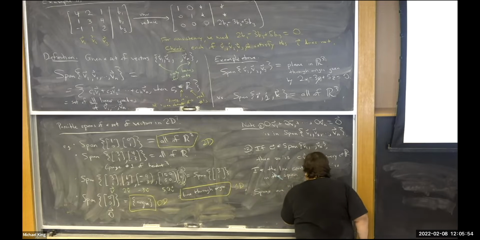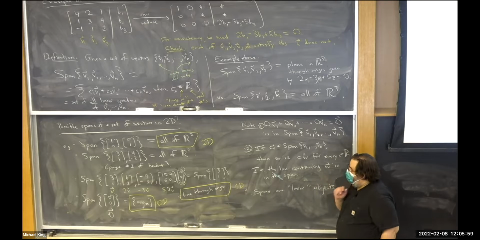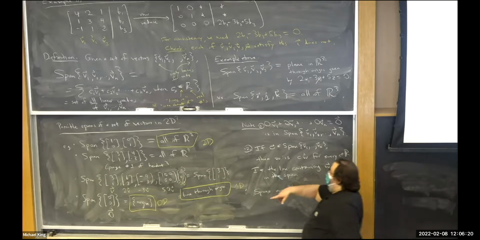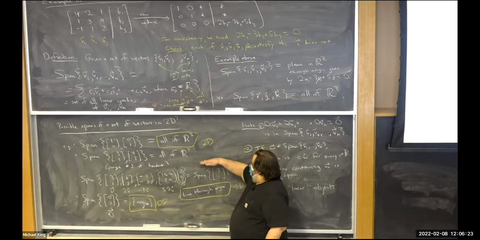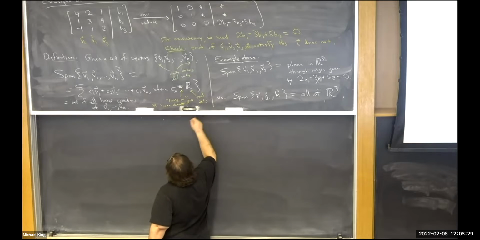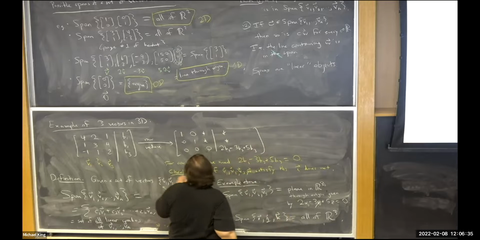I'll just say linear in quotes because I'm not defining that super precisely, but let's think about 3D, for example. What do you think the possibilities are in 3D for spans? We've seen a couple examples already. The plane. Oh, like a plane, right. And now a plane through the origin. Yeah, exactly. So in 3D, those are the possibilities for spans.